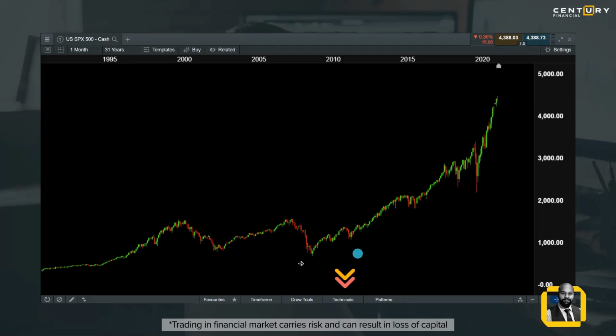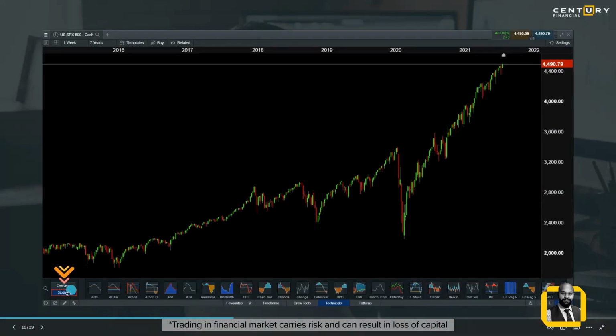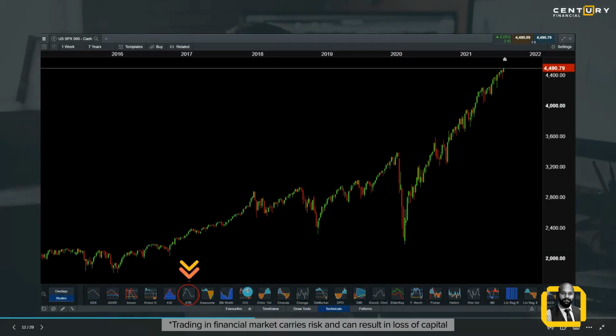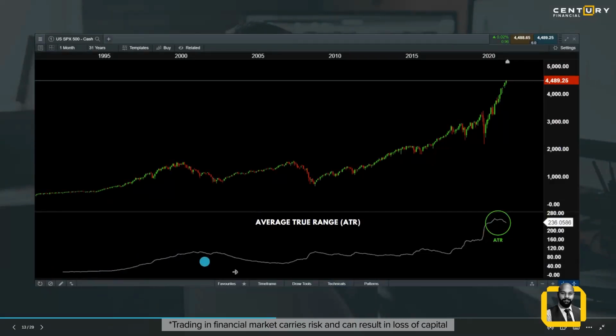Again, similarly, we go to technicals, we go to studies, and we find ATR, and you click on ATR to get it. You can also search ATR in your search button. Now, once you click on ATR, this is how it opens up at the bottom.